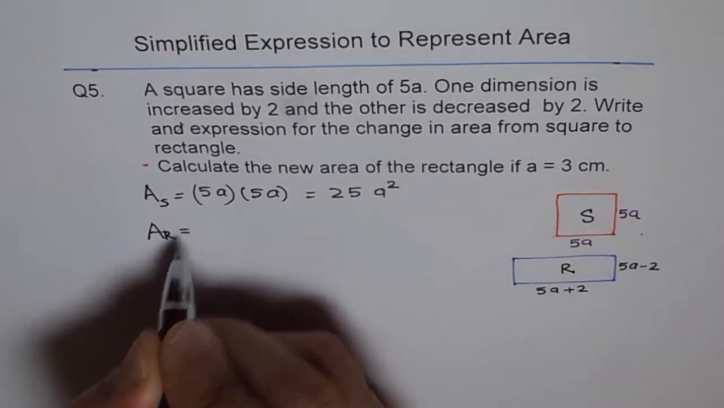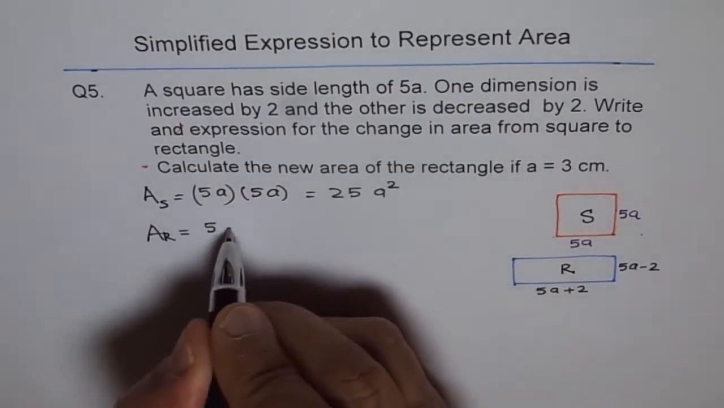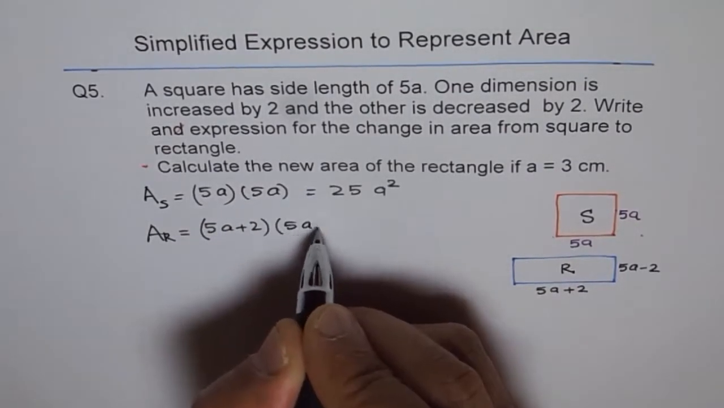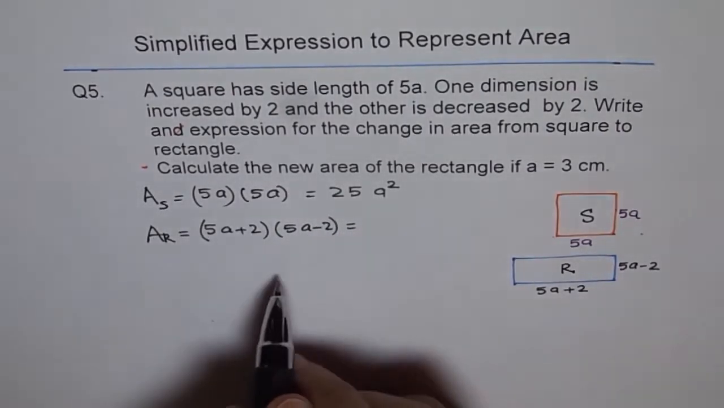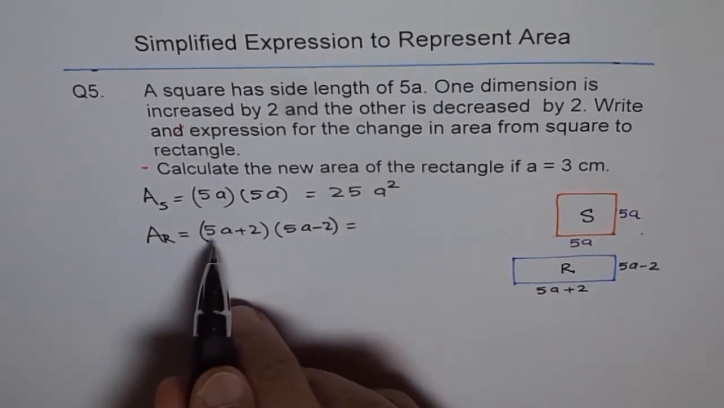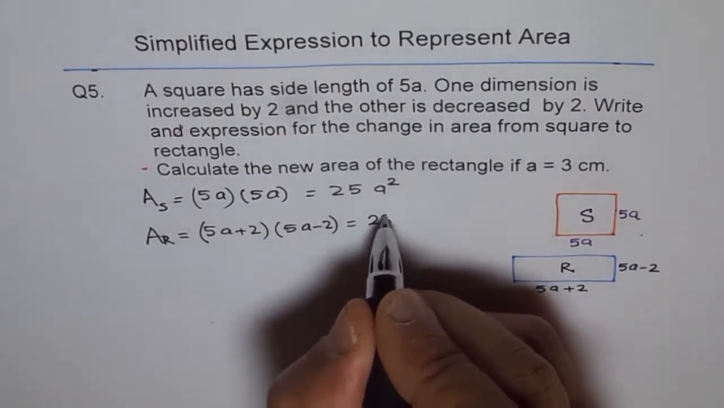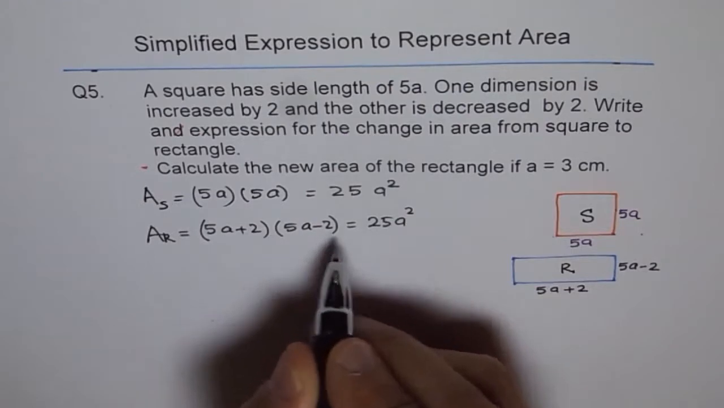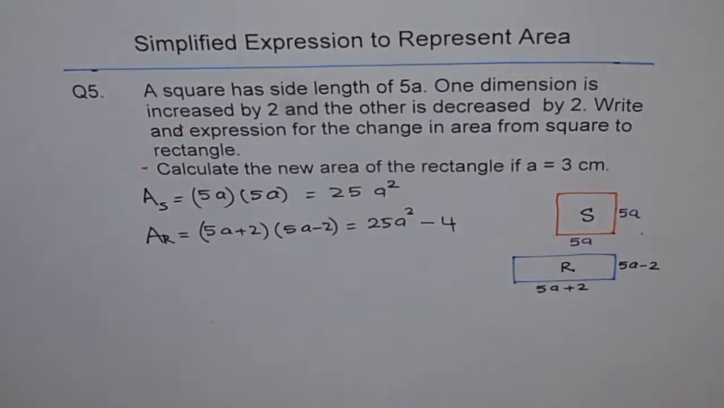Now the final area is of a rectangle, right? So the area of a rectangle is length into width. So we have 5a plus 2 times 5a minus 2, right? So that is sum and difference. When you expand this, we get (5a) square minus 2 square. That means we get 25a square minus 4, since 2 square is 4, correct?